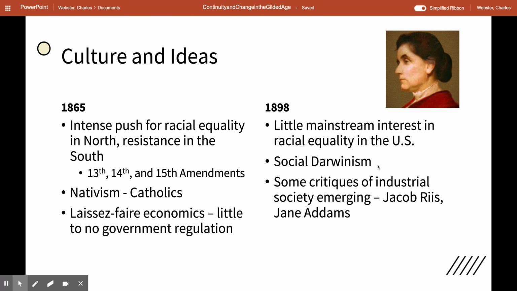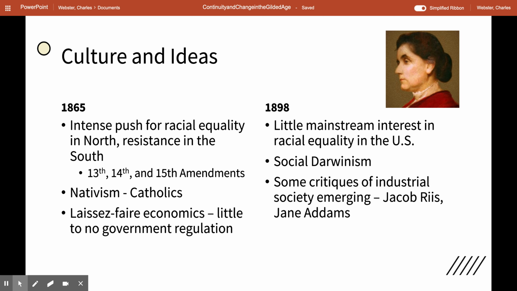And last, let's map the changes and continuities in prominent cultural ideas over the course of the Gilded Age. Although there are lots of different ideas and forms of cultural expression that we could talk about, I'm going to focus on ideas about the economy and race and immigration, since those are so closely tied to the other two categories of analysis that we have been talking about.